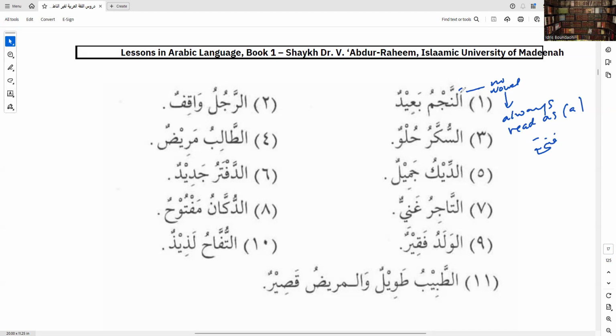But here it's fatha. An-najmu ba'idun. Right? Ba'id, when something is ba'id in Lughat al-Arabiyya, is far away. An-najmu ba'idun. The star is far. Number 2, الثاني: الرجل واقف. The man is standing.